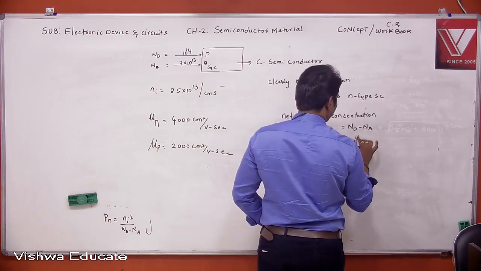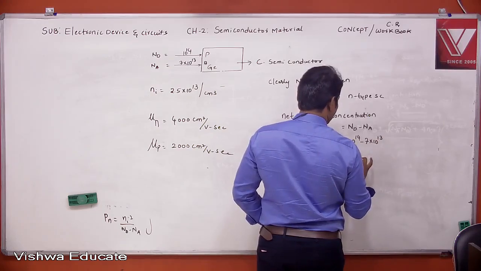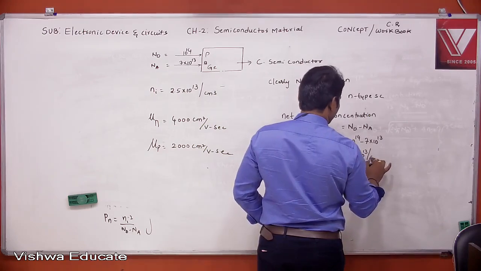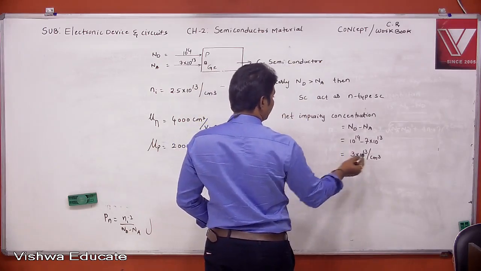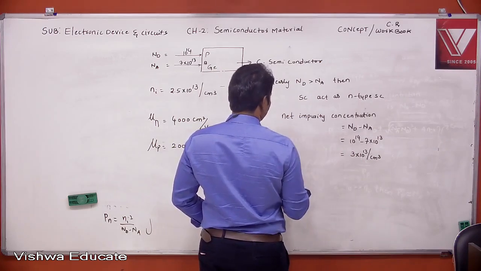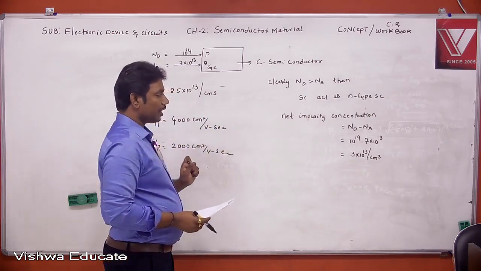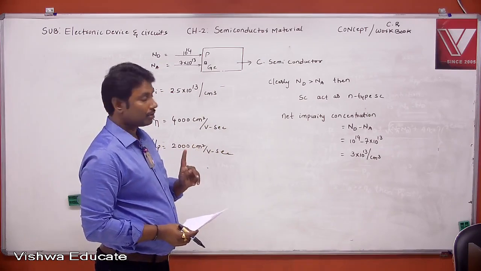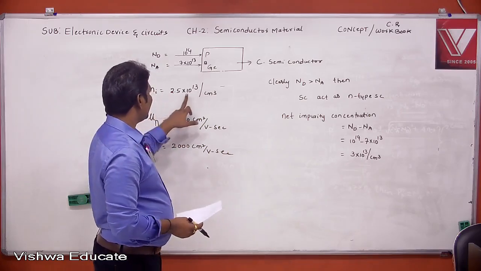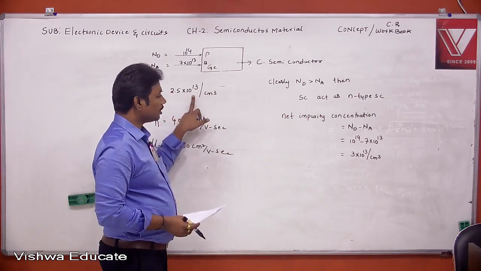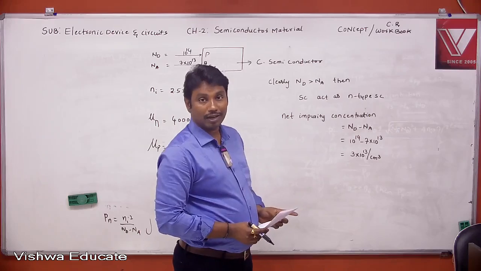What is Nd here? Nd is nothing but 10 power 14, Na is nothing but 7 into 10 power 13. And what is this value? 3 into 10 power 13 per centimeter cube. This is the net impurity concentration. Now here, how to calculate the carrier concentration? Already I told you, for calculation of carrier concentration we have two formulas, exact and approximate. For this application, exact or approximate? How to know? See this, Ni is 2.5 into 10 power 13, and net impurity concentration is 3 into 10 power 13. That means here we can go for the exact formula, right?